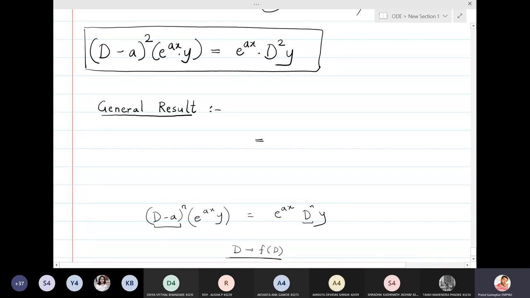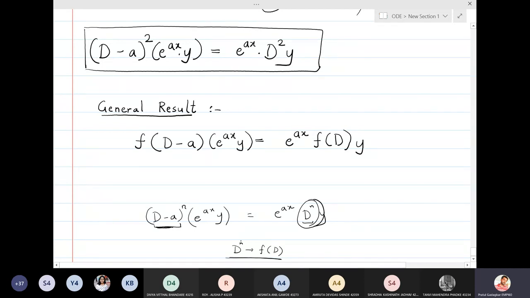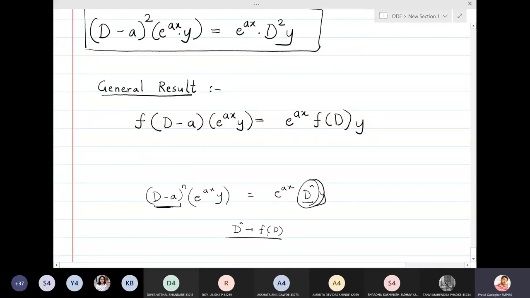On the right-hand side is going to come e raised to ax, okay, f(D) y, is equal to, यहाँ पे क्या हो जाएगा, f(D minus a) e raised to ax into y. I'm just replacing the power D raised to n by f(D). So (D minus a) raised to n को किससे replace करना चाहिए? f of (D minus a). I'm just replacing that. Okay.